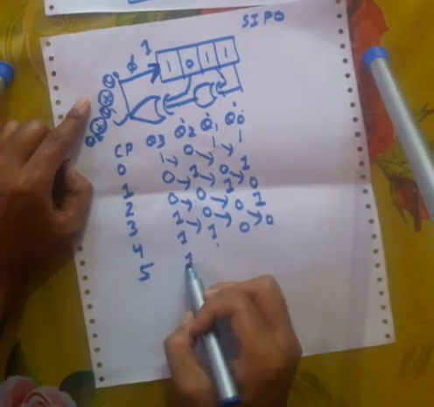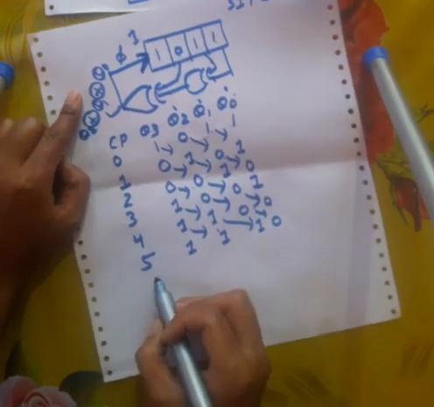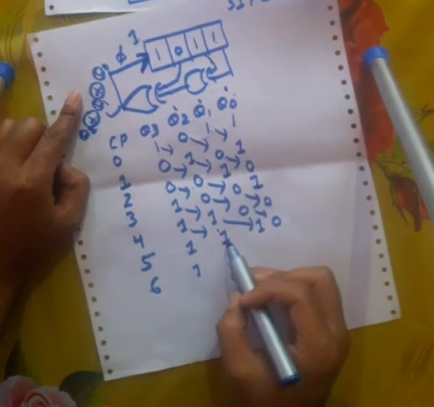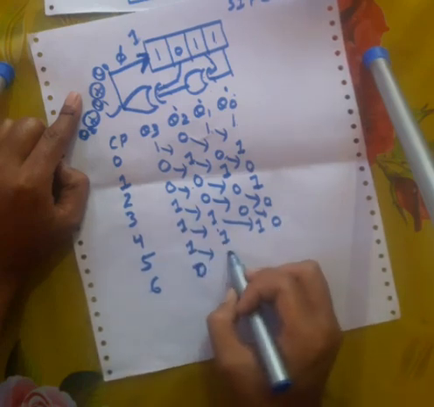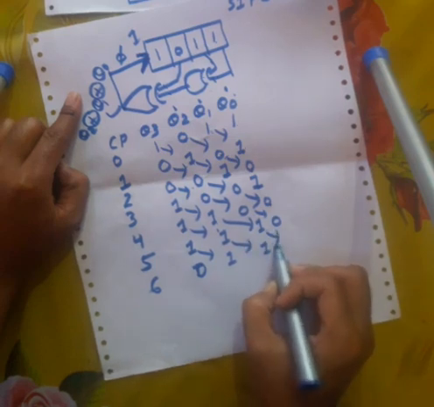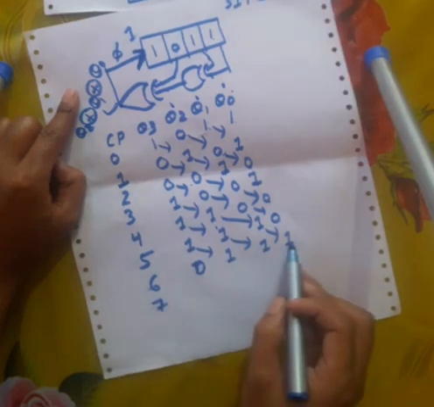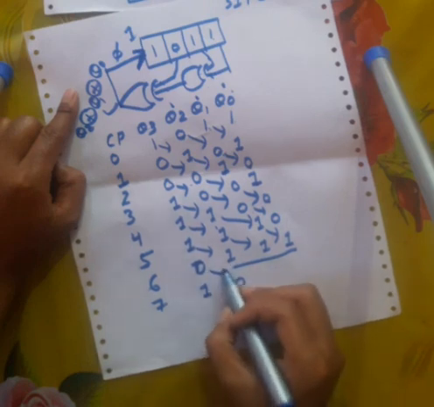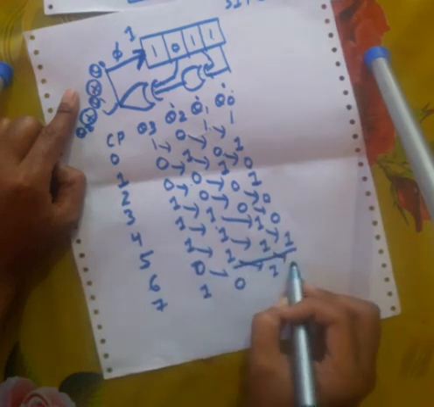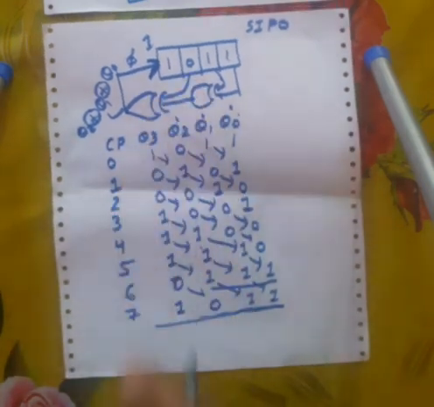Now again 1 will come, this 1 is shifted here, this 0 is shifted here. Now after 6 clock pulse, 1 1 0. Now output is 0. So this 1 is shifted here, this 1 is shifted here, this 1 is shifted here. Okay, now after 7 clock pulse, 1 1 1, XOR of this is what? 1. So 1 0, this 1 is shifted here, this 1 is shifted here. Means after 7 clock pulse you will get the same data. So answer is 7 clock pulse.